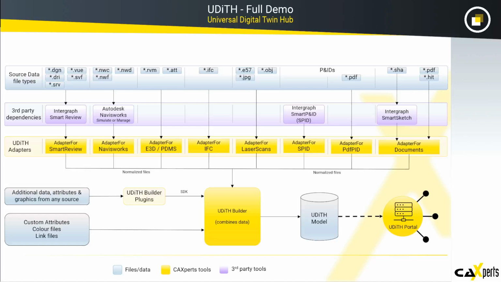In the builder, with the UDiTH builder plugins and the SDK, you can add additional data, attributes, and graphics from any external source, or for example, custom attributes, color files, link files, which then are merged and federated into the UDiTH model that can then be sent to the UDiTH portal for model distribution and making it available to all stakeholders.